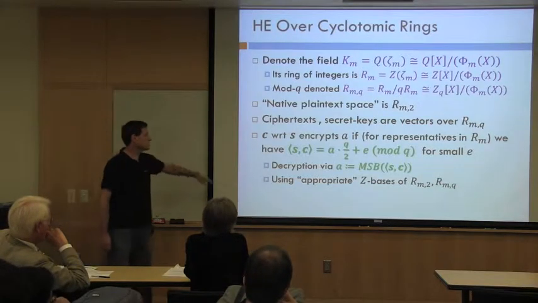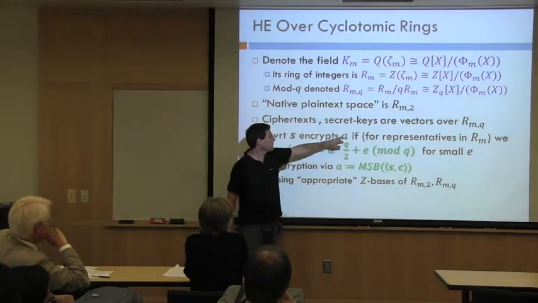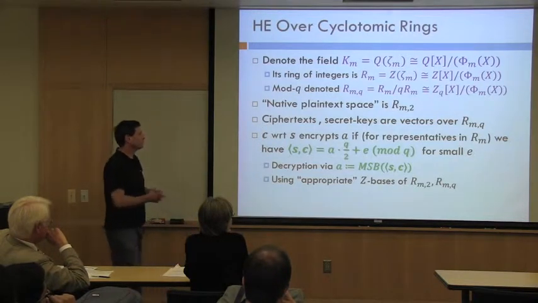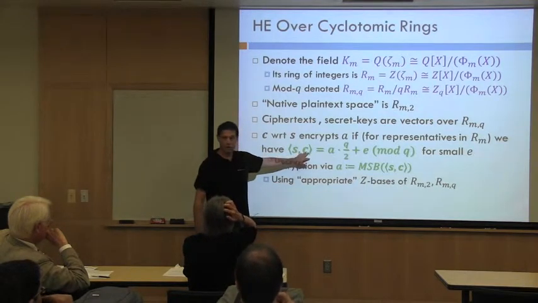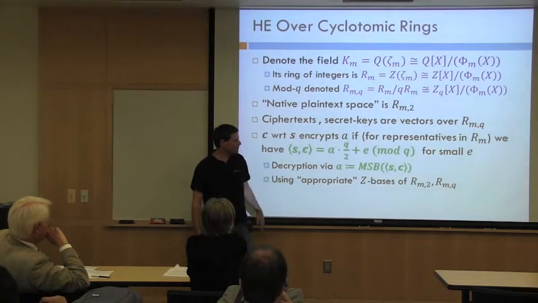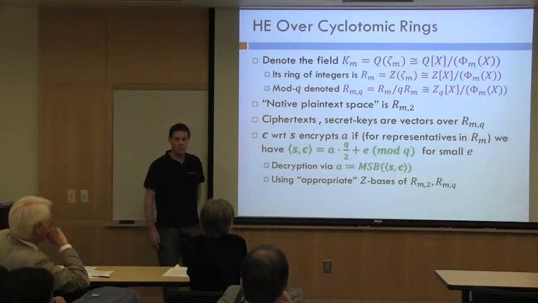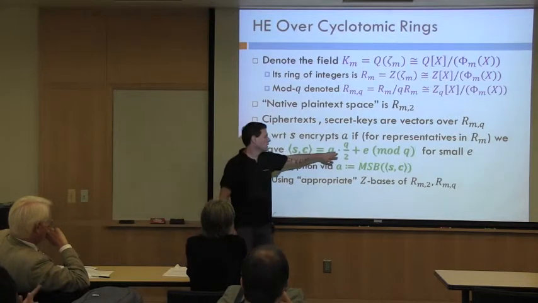And the ciphertext C is valid with respect to a secret key S, and it encrypts an element A in the mod 2 version, if the following equality holds. When you take the inner product in RQ, what you get is this. Now, that's not really well defined because A is not in the ring mod Q. So you lift everything to the ring itself, and you pick appropriate representatives, the shortest representative in their class, and now everything is well defined, and this equality holds.